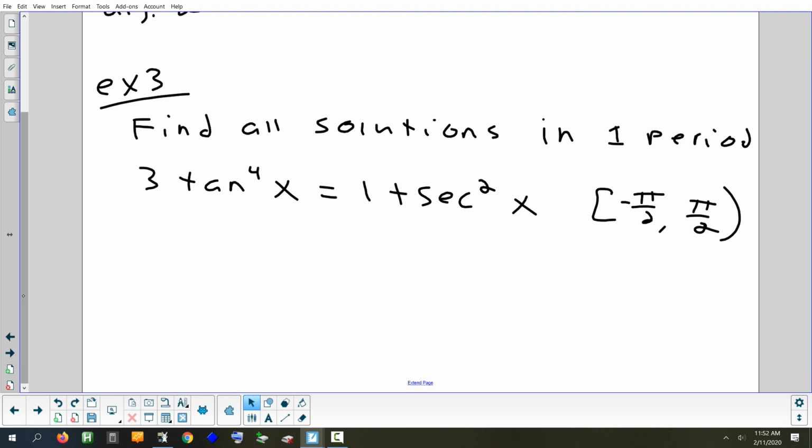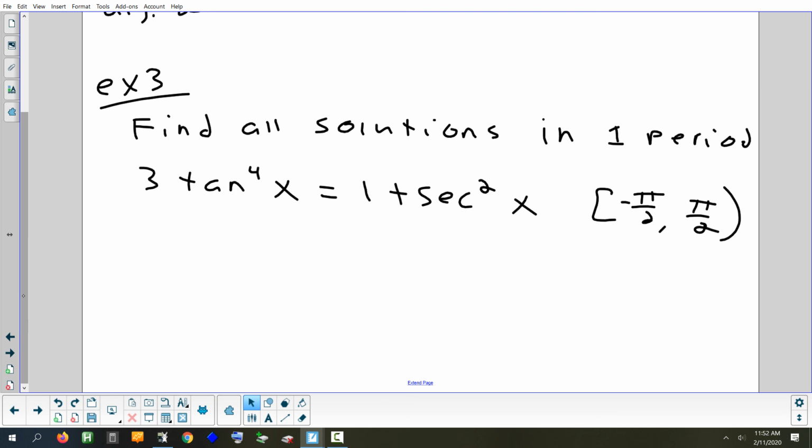Okay. So find all solutions in one period, and they're telling you that the period is basically pi, or 180. They're having you find all the answers between -90 and 90. So you don't have to worry about the LCM. Most of the time, you're not going to have to, because it's just too many things to remember. There's already a lot to remember.